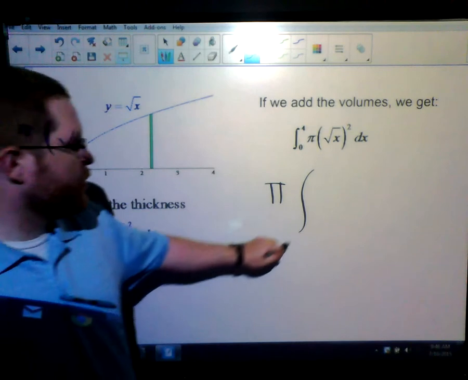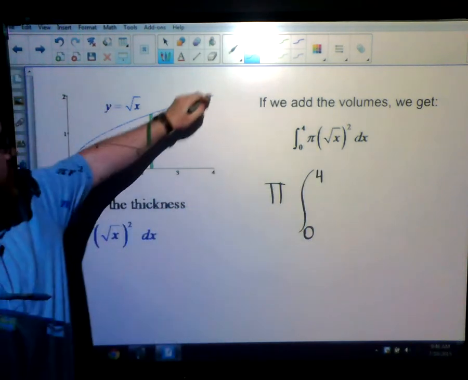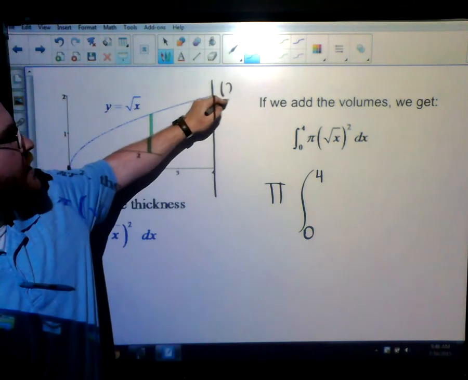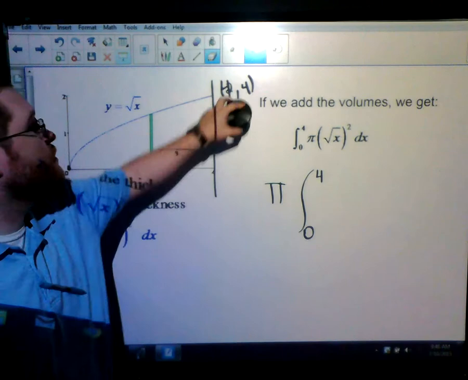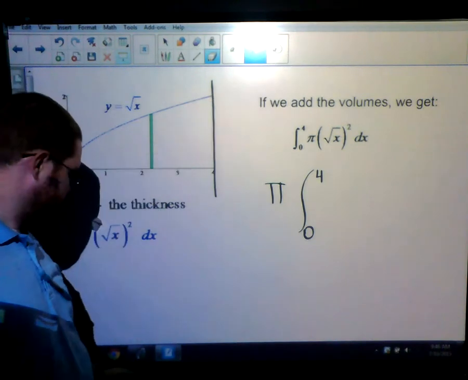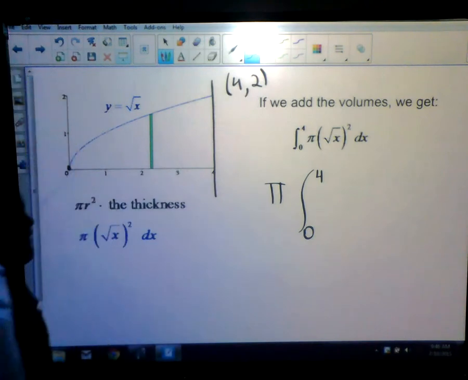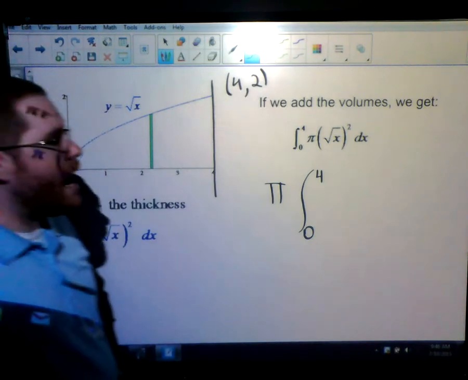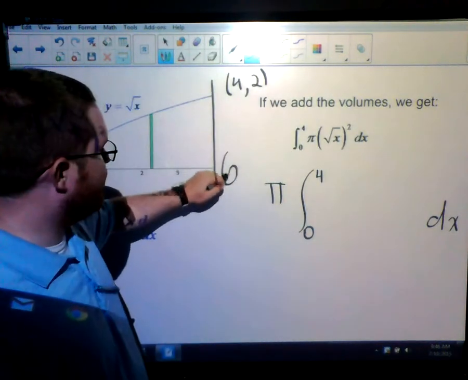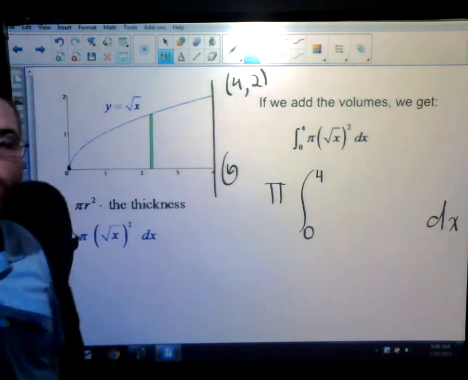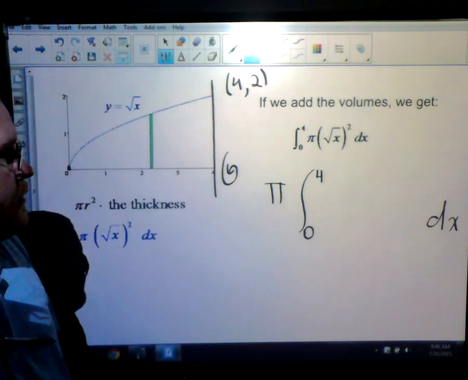Where did the 0 to 4 come from? They came from the x value of the starting point and the x value of the ending point. I'm sorry, 4 comma 2. This is 4, 2. So those are the bounds. Why do I use dx? Because I'm rotating it this way around the x-axis or parallel to the x-axis, so I have to use dx.